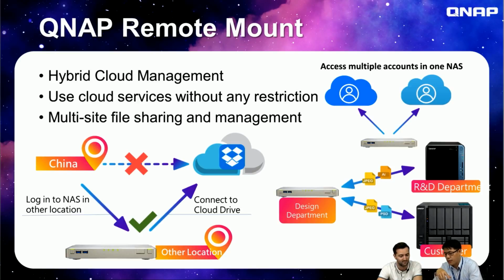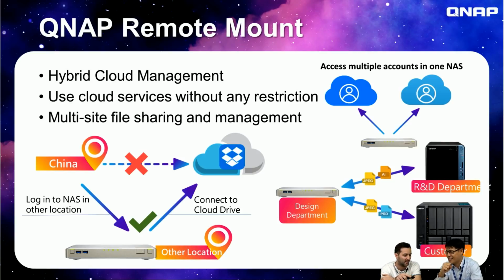And the second is using your cloud service without any restriction. Why do I say that? Because in China, because of policy, there are restrictions on access to some cloud services, for security reasons. If you are in Taiwan, your company uses Dropbox, but you have a business trip to China, you still need to access data on your Dropbox. How do you do that?